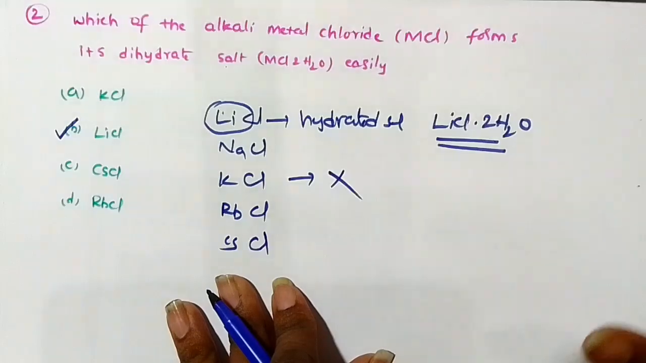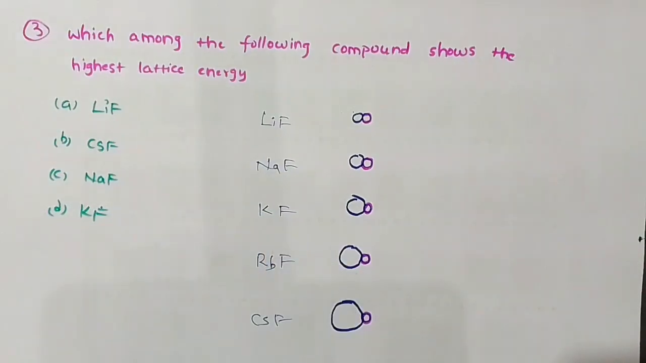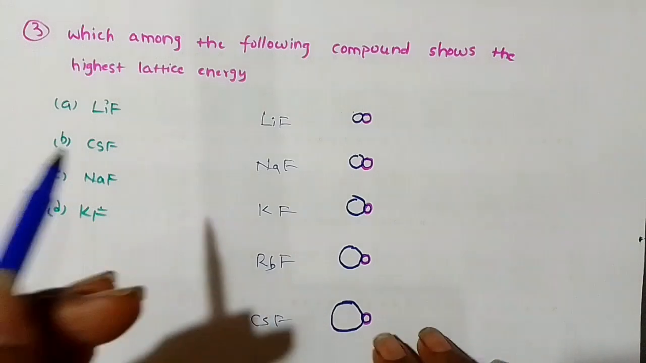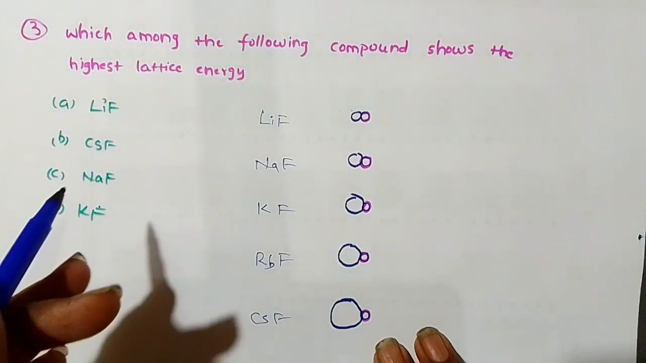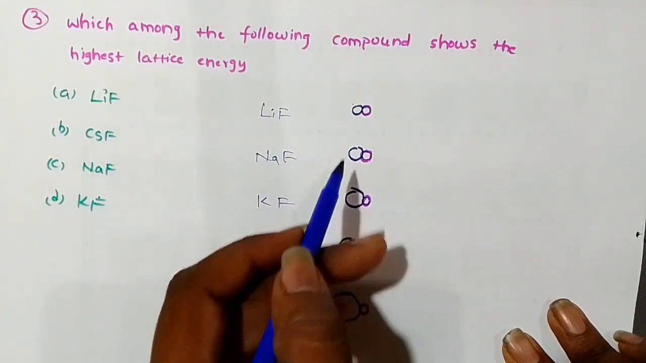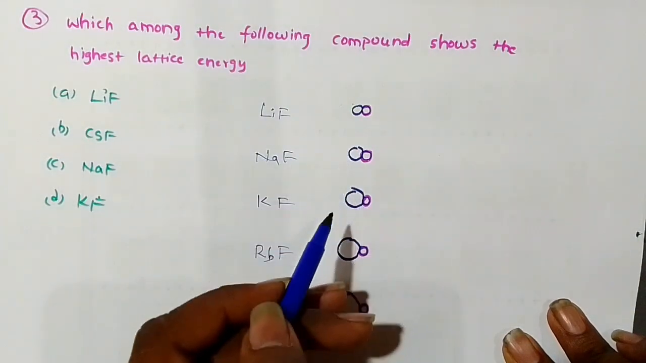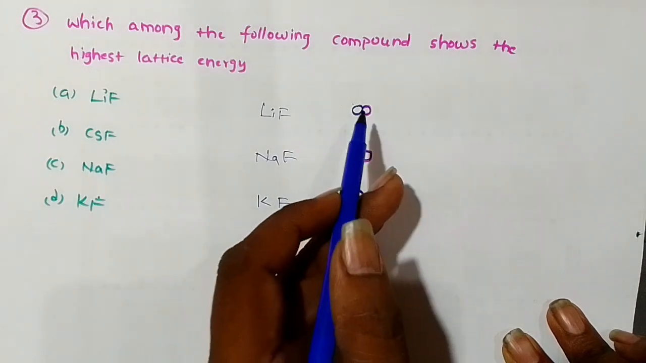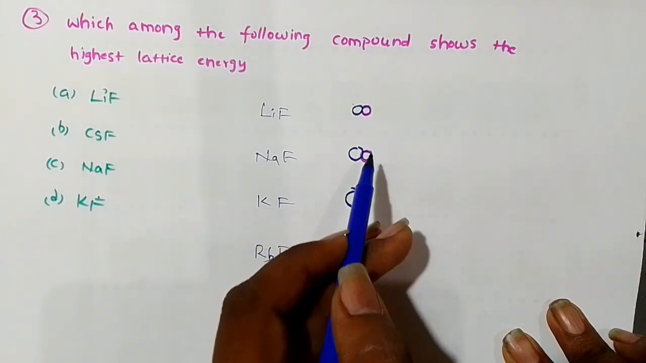Now coming to the third question. Which among the following compounds shows the highest lattice energy? Given LiF, CsF, NaF, KF. Here these blue circles indicate lithium, sodium, potassium, rubidium, cesium. These circles indicate the size of fluorine.